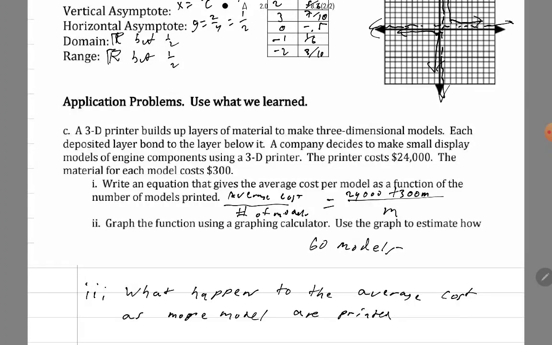Goes down. So as more models are printed, the average cost goes down. Because if you only made one model, you bought an entire printer just to print one model. But if you build 100 models, the average cost of each model goes down.